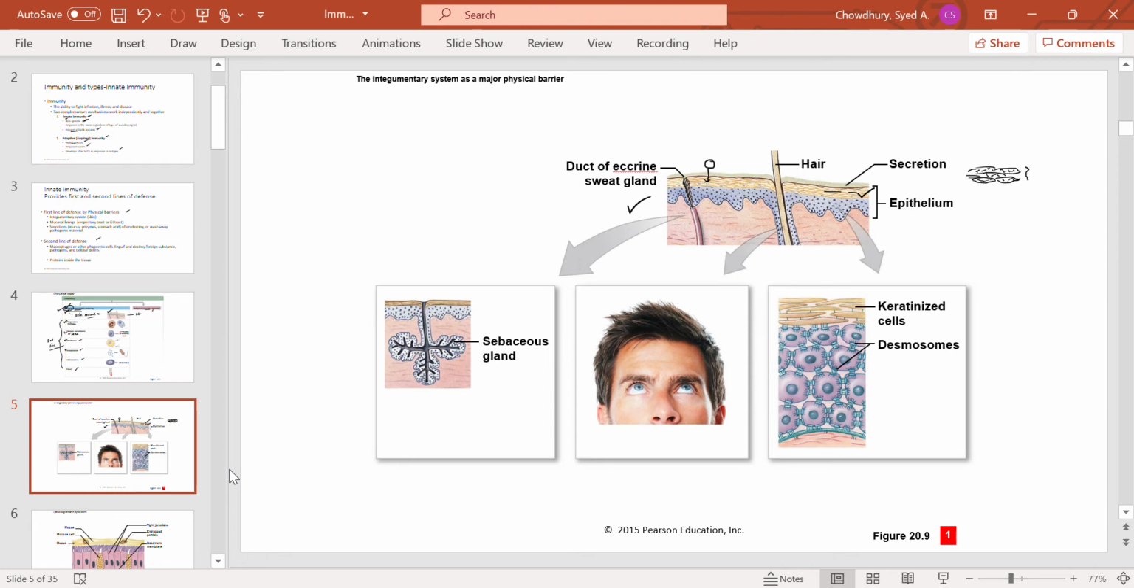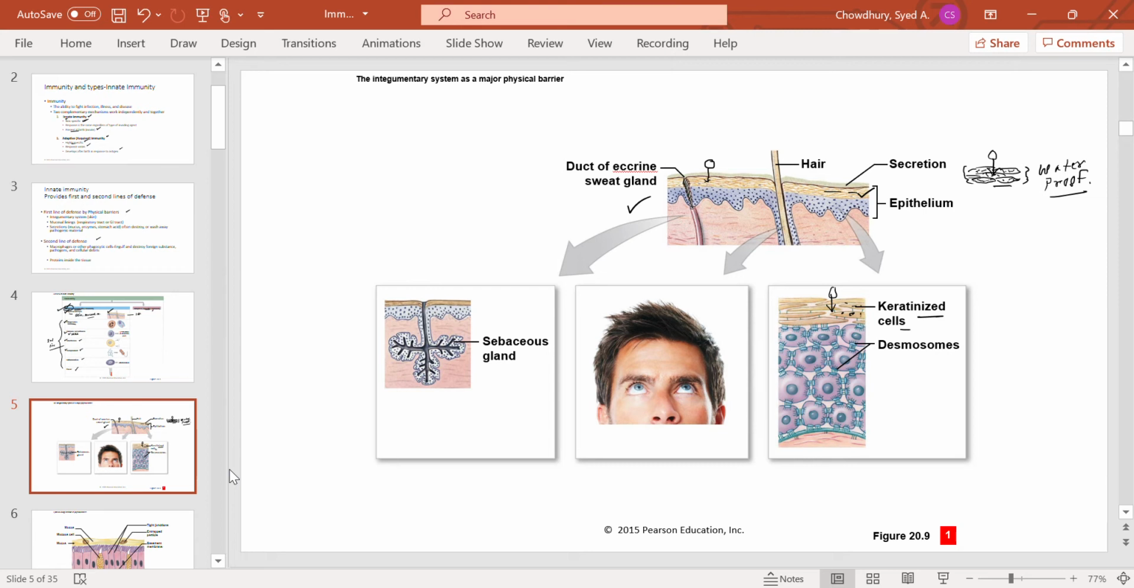makes this layer very waterproof and strong. So the antigen will not be able to pass through the layer. Makes sense? So keratinized cells, these cells are filled with that protein called keratin that makes the layer very strong and waterproof. So the antigen will not be able to pass through it.